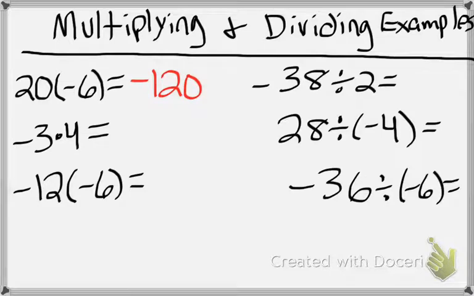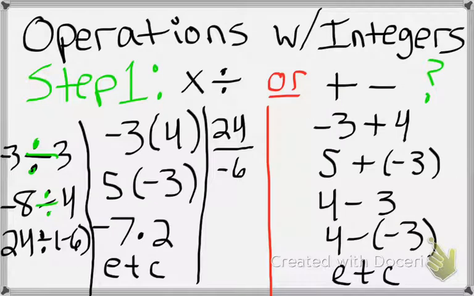Alright, so now we're going to do the example right over to the right. We're going to do the one right there. So in that one we have to decide, step 1. Let's go all the way back. Step 1 was, is it multiplying or dividing, or is it adding and subtracting? That's step 1. So that's what we need to figure out.